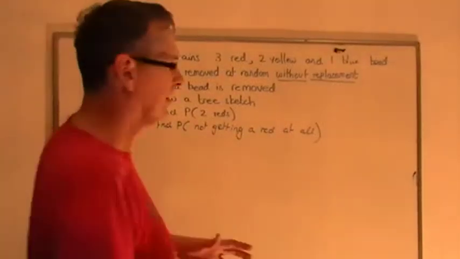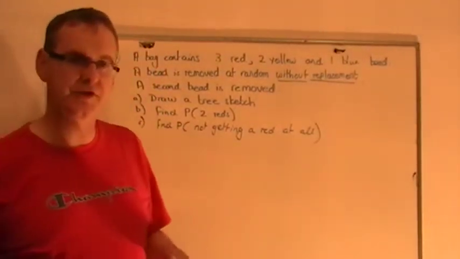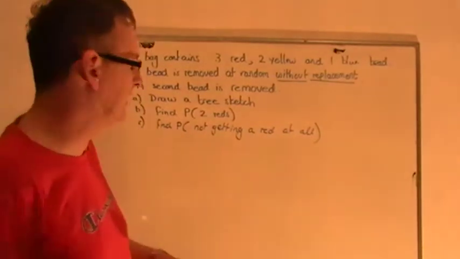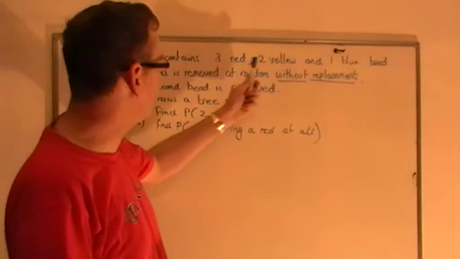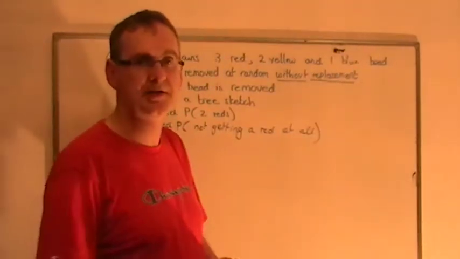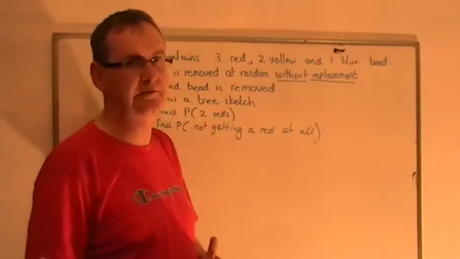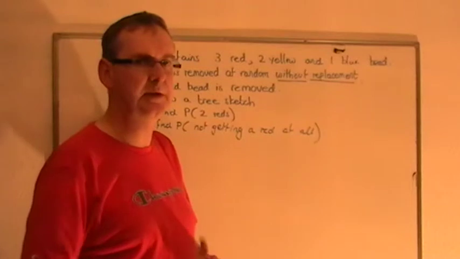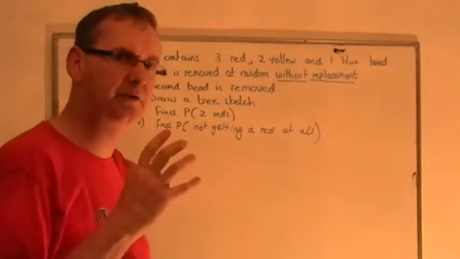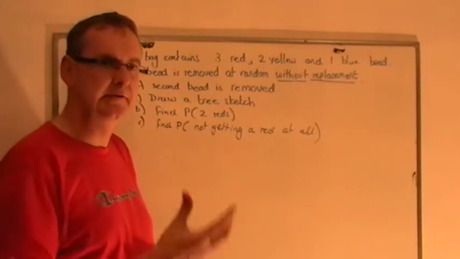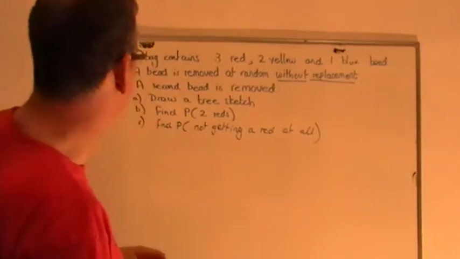Let's look at a third question on probability involving tree sketches, and I'm going to make this one a bit more confusing. It's more confusing because it involves red, yellow and blue coloured beads. So there's three types of coloured beads involved, and this often makes people do the question in a way which makes it more difficult than it need be.